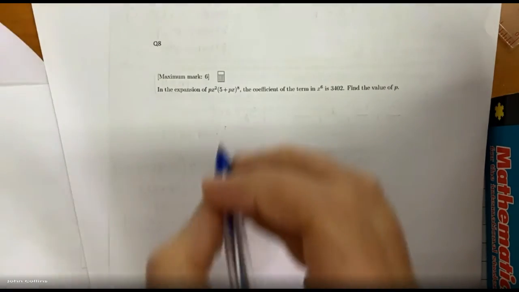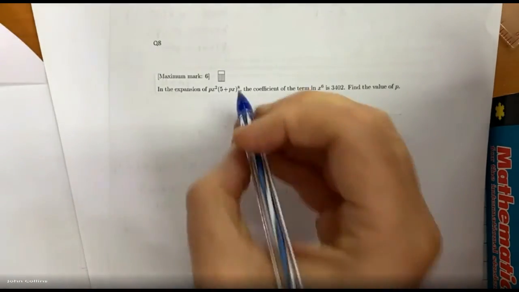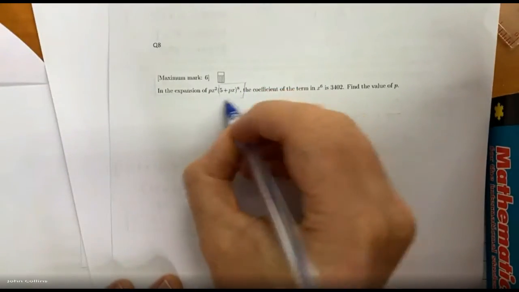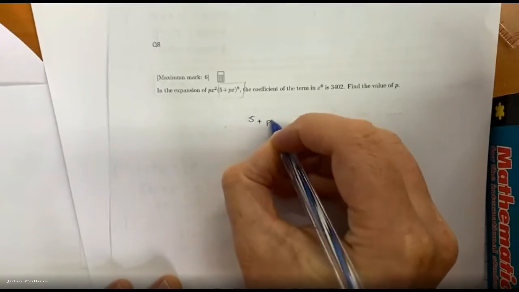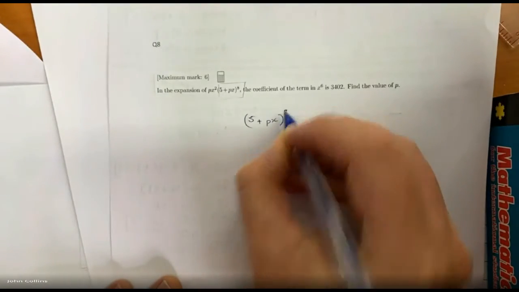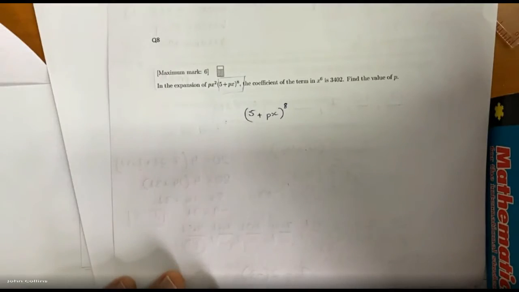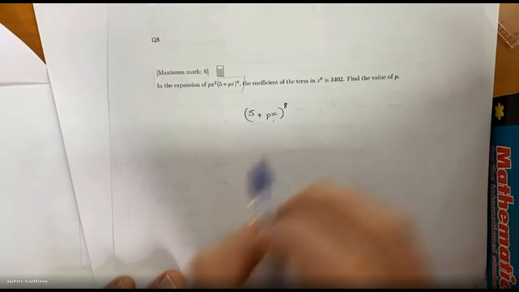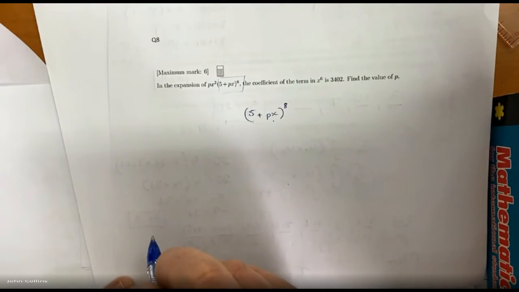In this expansion, we're looking for the coefficient of the x^6 term. Now, this one I'm going to use the general term. This is my binomial, this part here, (5 + px)^8. That's the binomial bit, because it's got the 2 terms and it's to a power. I'm looking for the 6th term.